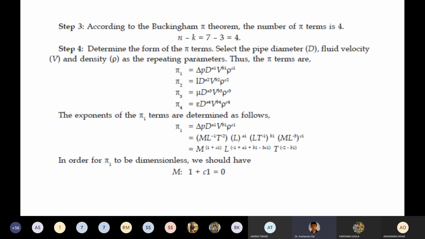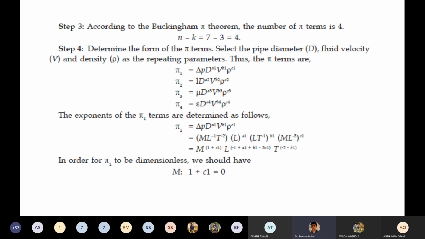In the C series, C1, C2, C3 are the values of the power for density for the corresponding pi terms, pi 1, pi 2, pi 3, pi 4, which are the dimensionless terms. In this way we can calculate. Then we also have to find out the exponents and certain constants. Suppose rho, p, which is the pressure drop, then L, mu, epsilon, those we have to find out.